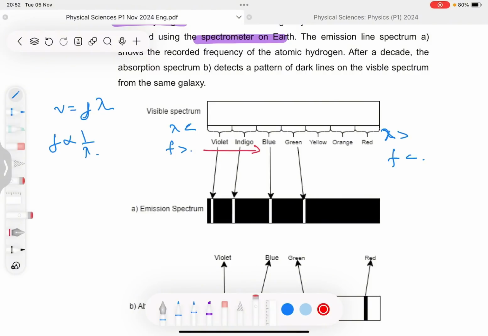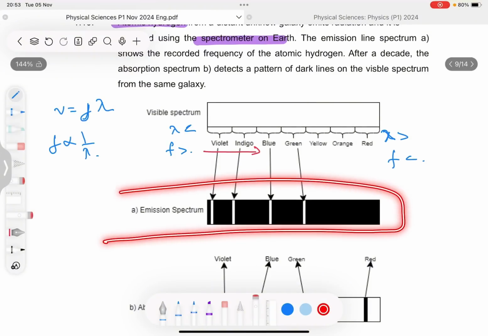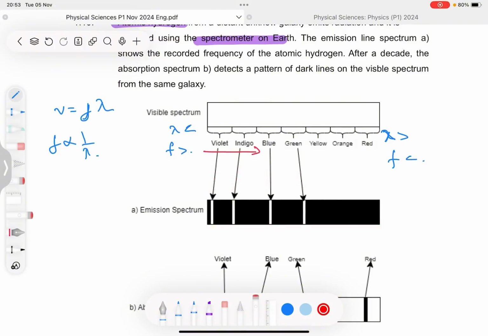Our spectrometer detects that the hydrogen is made up of the violet color, the indigo color, the blue color, and the green color. Remember that the emission spectrum appears black, right? All of it appears black. Then it starts showing colors when it detects a certain type of light. It then shows those colors. So this appears as violet, this appears as indigo, this will appear as blue, and this will appear as green. All right? So this is what we detect when we did our spectrometer from Earth.